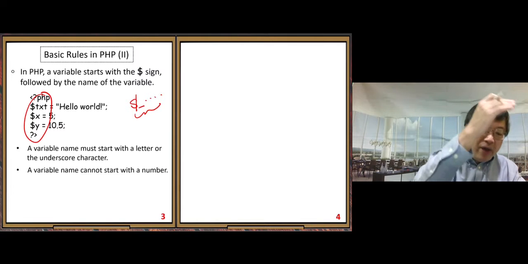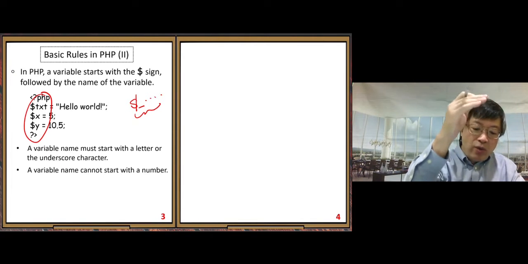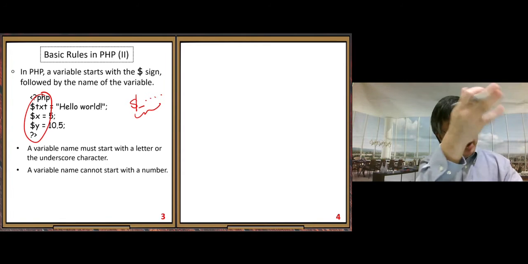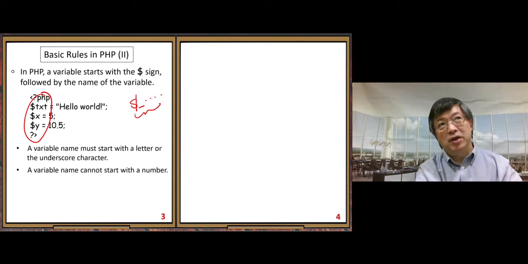Second rule, a variable name cannot start with a number, a digit. You cannot. Here you can see these rules are similar to those in Java. In Java, we pretty much use the same rules. But in Java, the dollar sign is different.